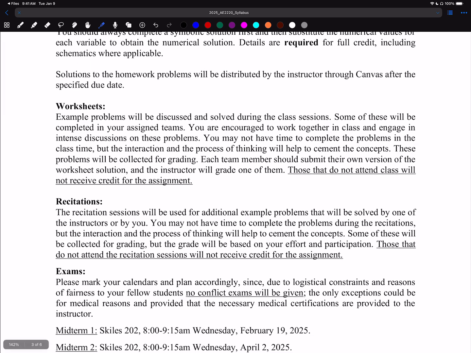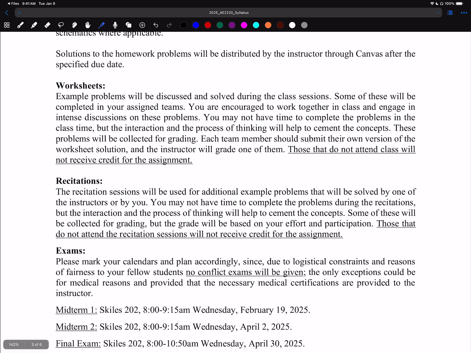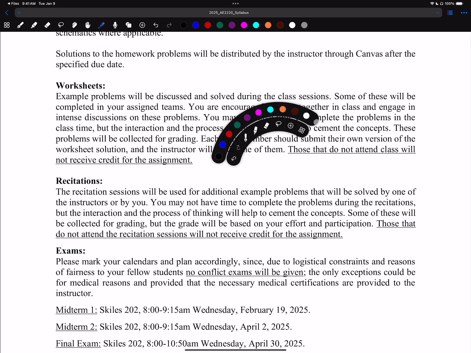We'll talk about worksheets briefly. In class, I'm going to solve example problems. And some of the example problems you'll be doing in your teams, the teams that you're assigned to do homework, you'll be working on those together, and you're encouraged to do an intense discussion.